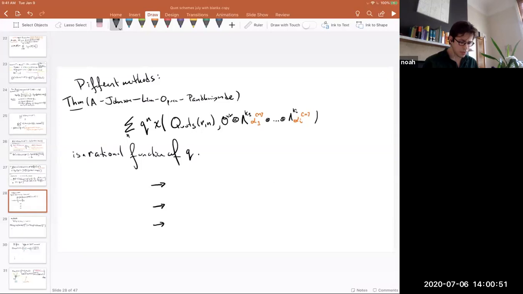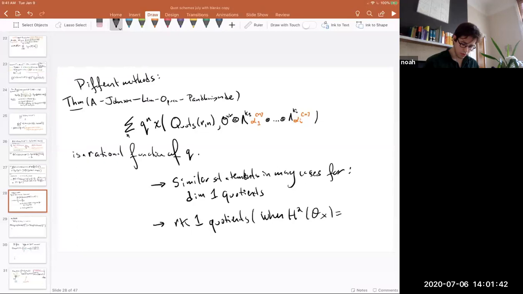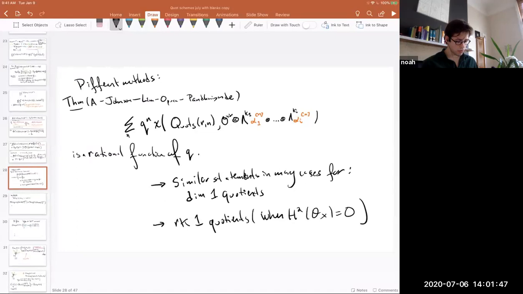There's also similar statements in many cases for higher dimensional quotients. So for dimension one quotients, instead of just quotients supported at points, they can be supported along some divisor in my surface. I can also look at rank one quotients. And those really make sense when my surface is of geometric genus zero. And so in general, if I fix the exterior powers, I get some nice rational function.